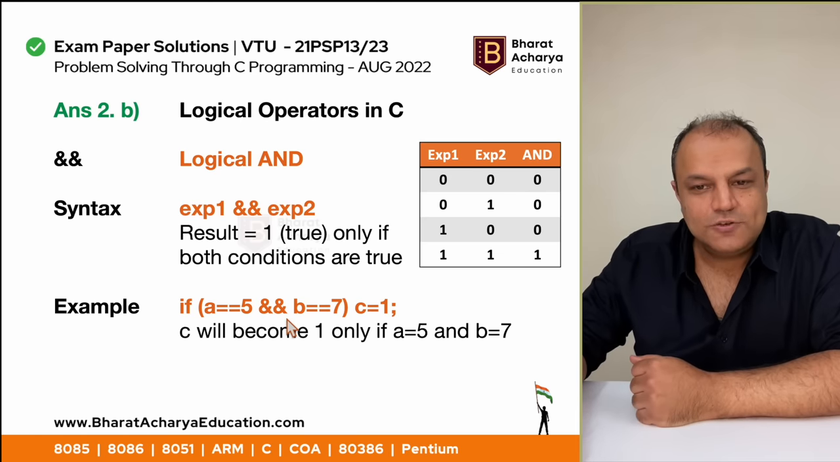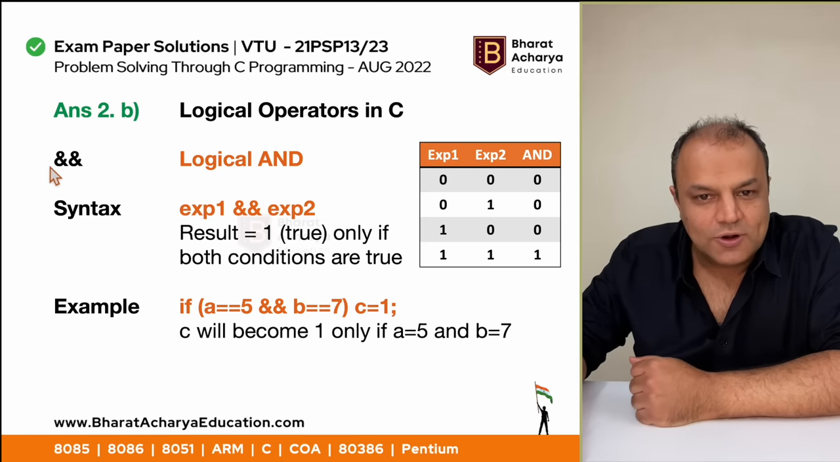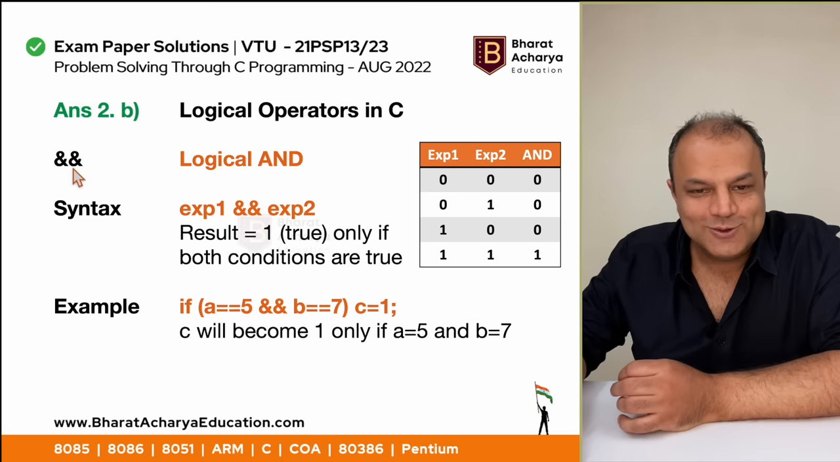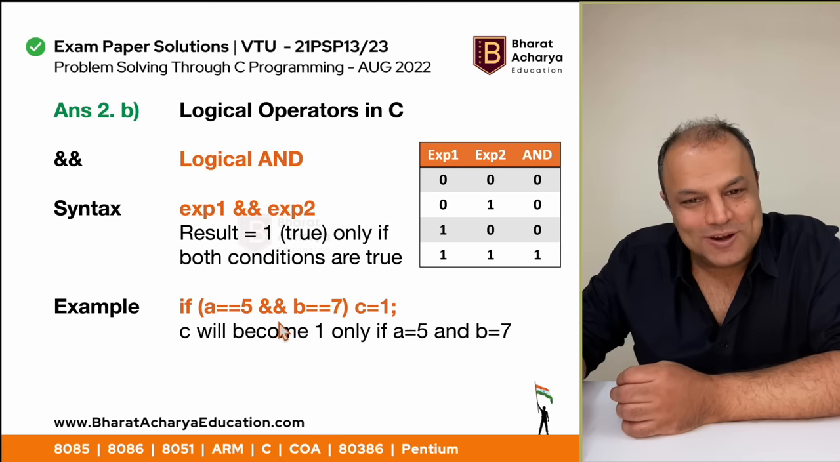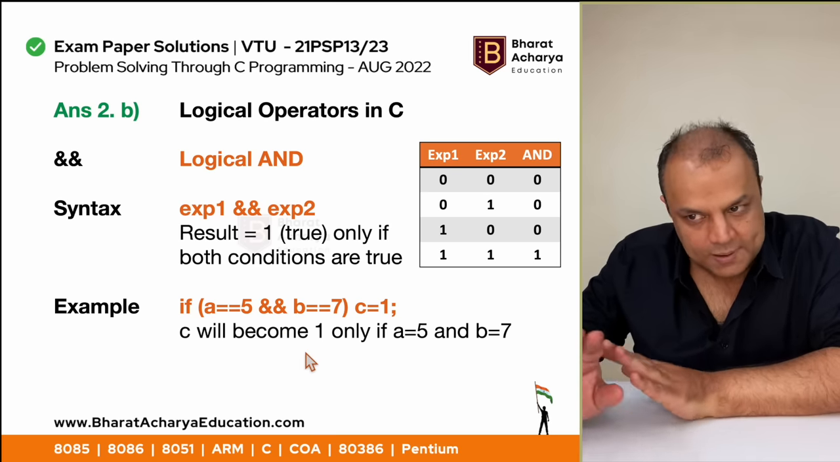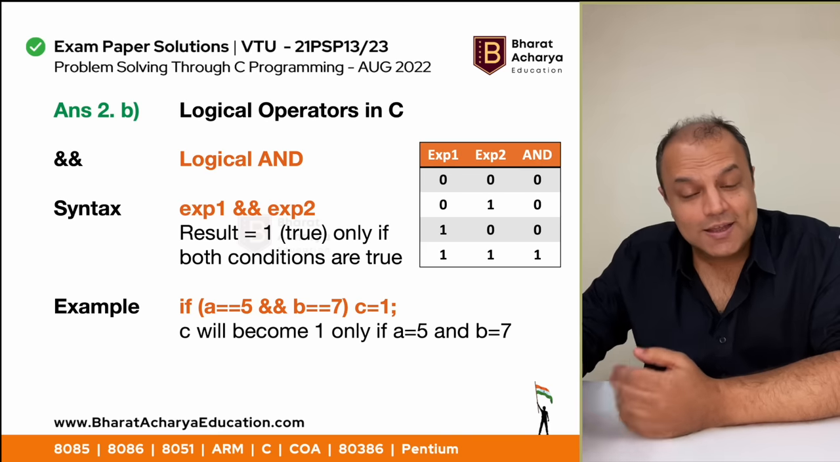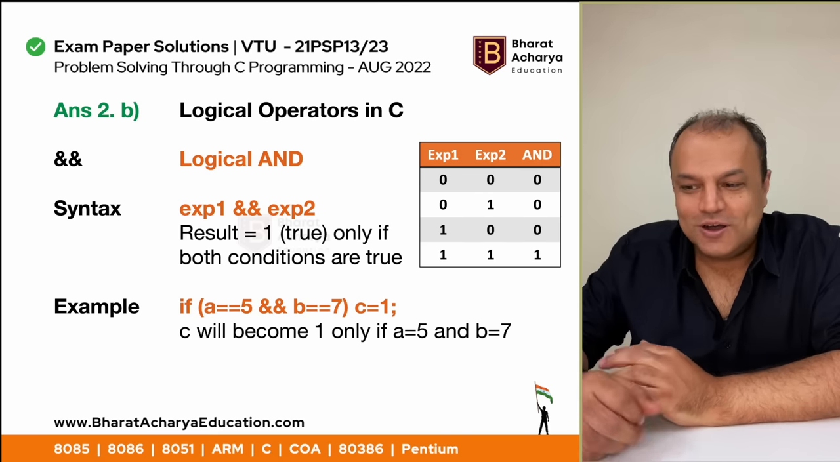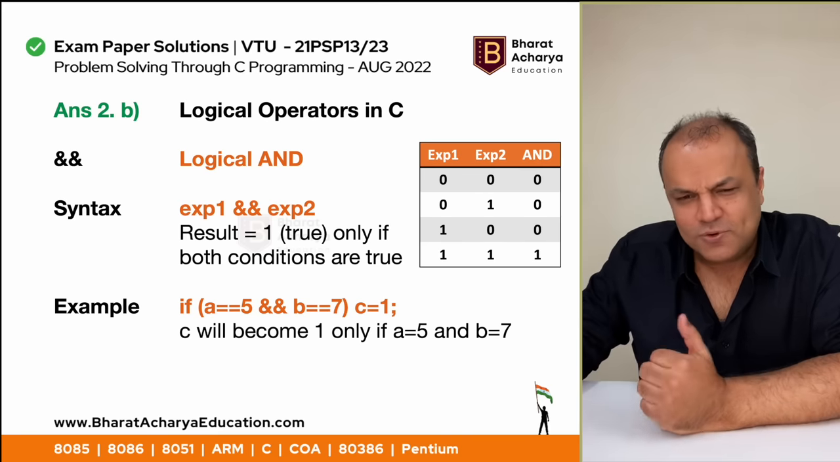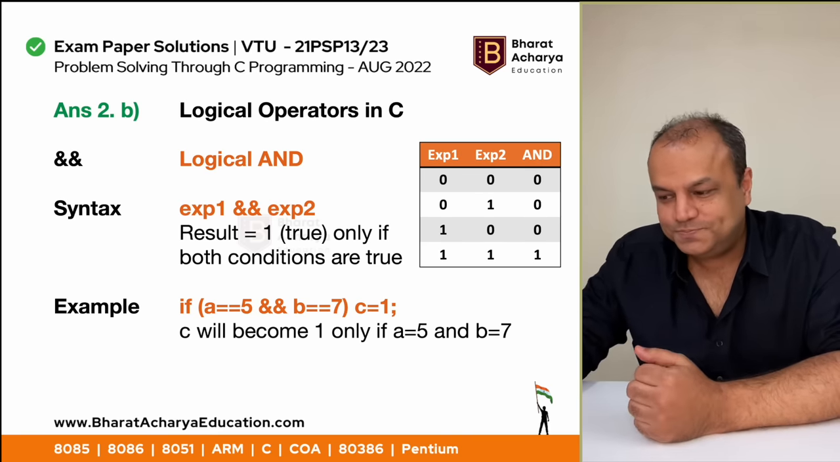Are you clear? So that's your logical AND. It is written with 2 ampersands. This is called an ampersand, basically an AND symbol. So it's written with 2 ANDs. This is how you write it. Are you clear? I'm going to show you with a programming example first. Let's see the theory. Then we will dive into VS Code and I will show you this in a program. Don't worry at all.